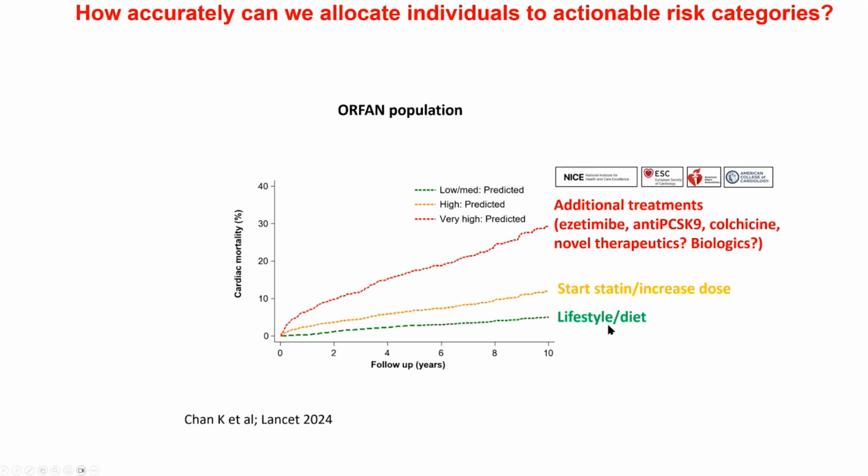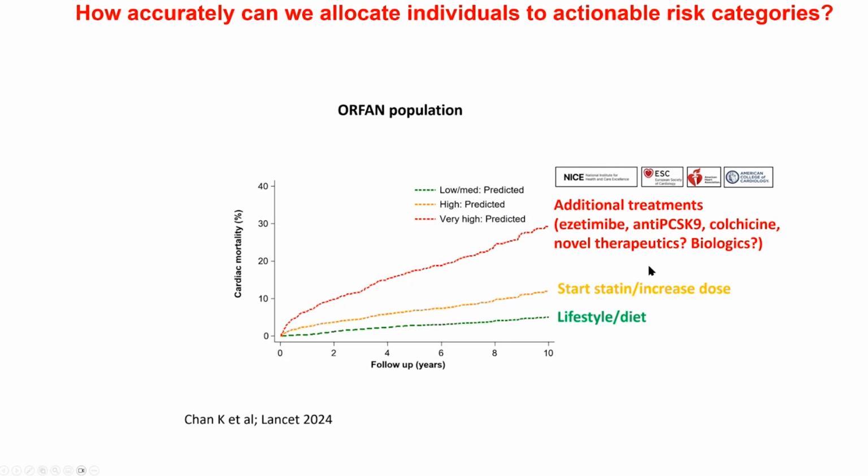All the guidelines tell us about implementing treatments based on the risk cutoffs. And we know that if your risk is low or medium, it's lifestyle and diet. If it's high, you start a statin or increase the dose of statin. If you are at very high risk, then you consider additional treatments, and that's where the novel therapeutics will fit in the future, and the biologics that are in the pipeline of development will fit.